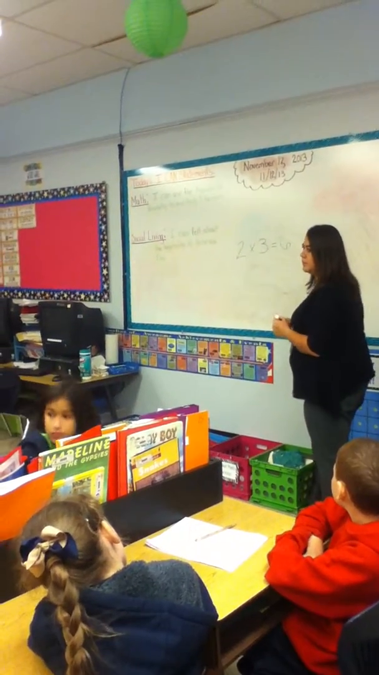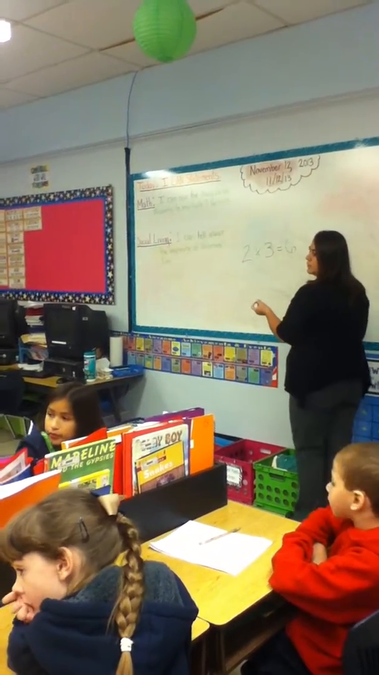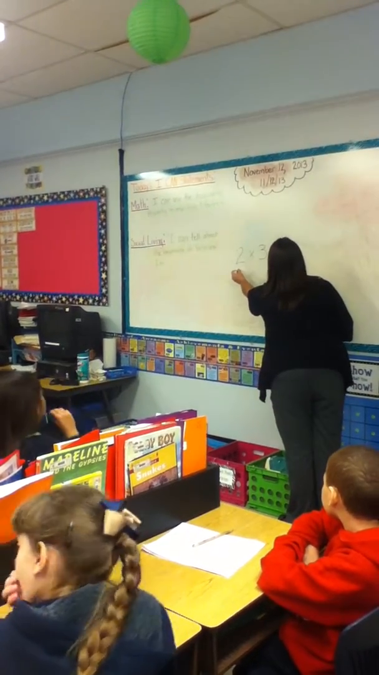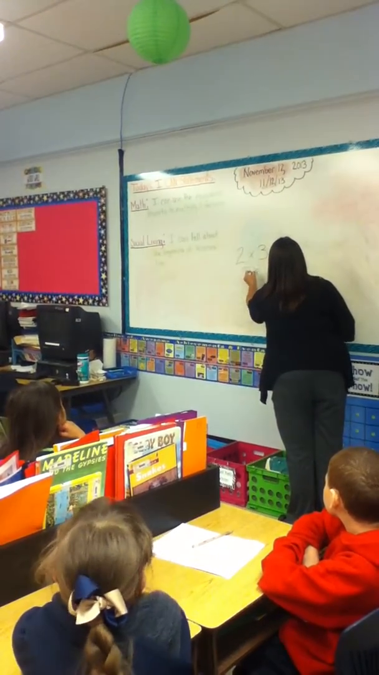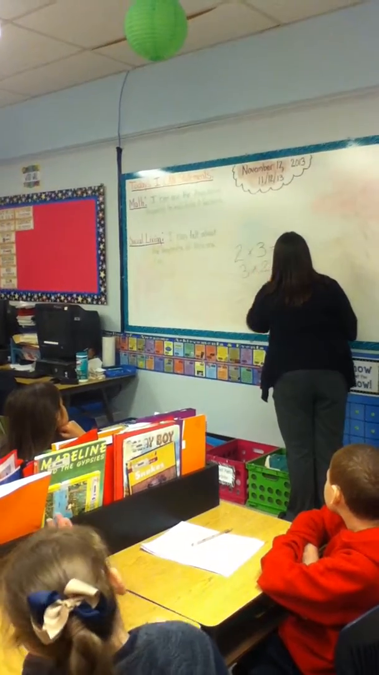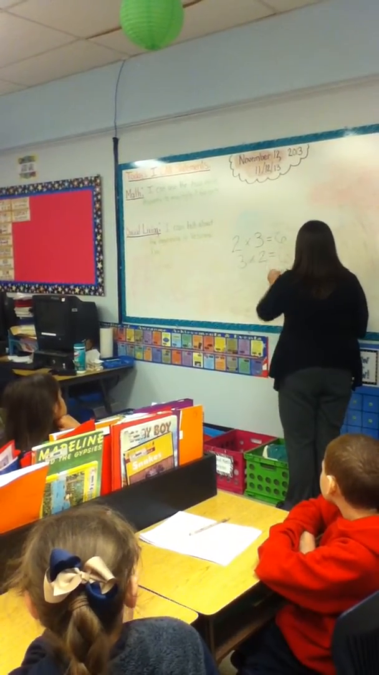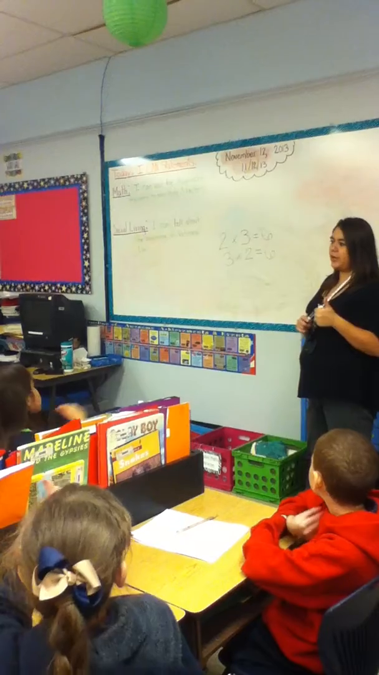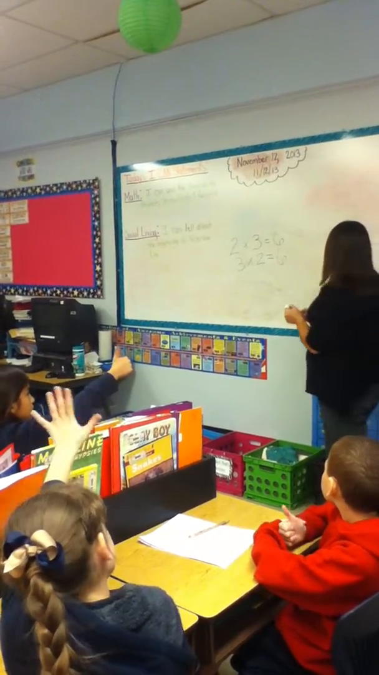Caitlin? You push the 3 to the top and the 2 to the back and it equals 6. So it would be 3 times 2 equals 6. Thumbs up if you agree. Good. Let's try one more.